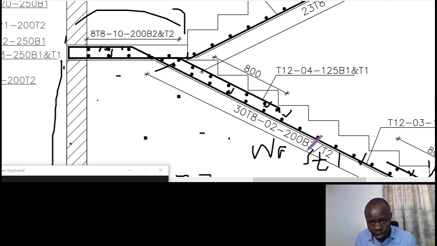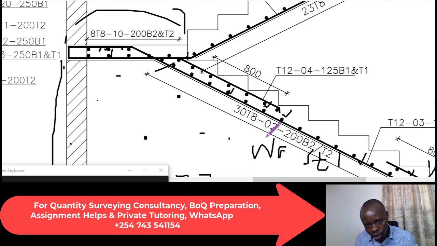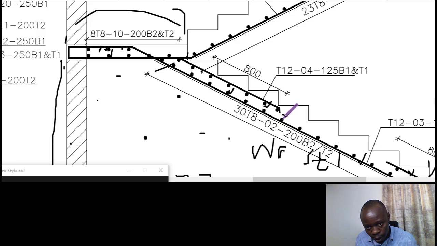Yes, actually the same explanation applies to the one that we've just done for this number 2, where bottom 2 is here, and then top 2 is here. Total number of the same is 30. Of course, they are bar mark number 2. That even signifies that they are of the same length. So what we've done is just correct.